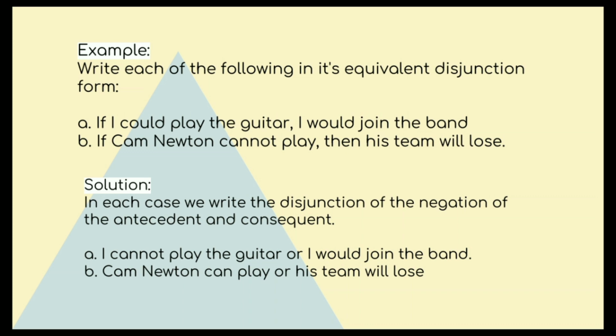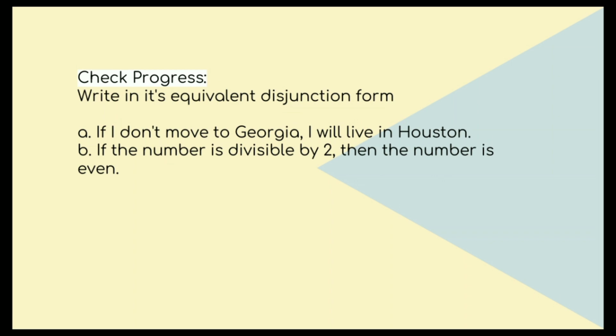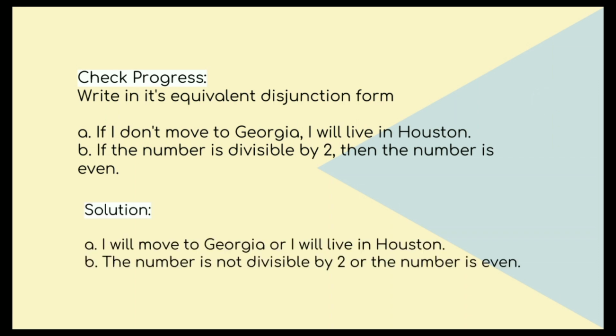For the other examples, for letter A, if I don't move to Georgia, I will live in Houston. For letter B, if the number is divisible by 2, then the number is even. So for the solution, letter A, I will move to Georgia or I will live in Houston. For letter B, the number is not divisible by 2 or the number is even.